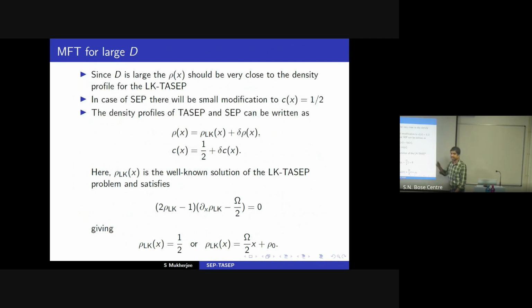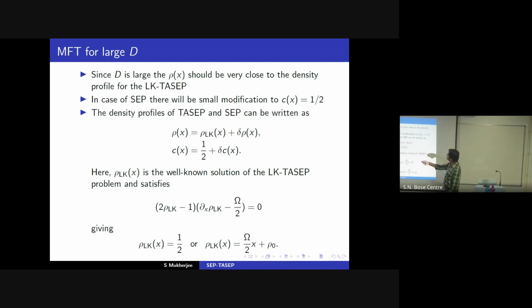MFT for the large D: if we consider D is large, and we also know that in the D going to infinity limit, our model reduces to the LK Tassel model. So one would expect for large D, the density is very close to the density profile for the LK Tassel model. And also in the D going to infinity limit, we have the safe density C equal to half. So we can expect for large D that density C should be very close to half. So we can propose this form of density: rho(x) equal to rho_LK(x) plus del rho, and C(x) equal to half plus del C. But del rho and del C are the modifications to their asymptotic results. Of course, del rho and del C are very small.